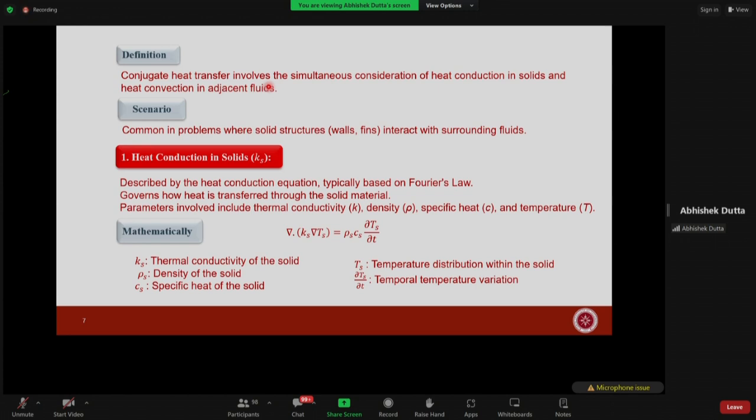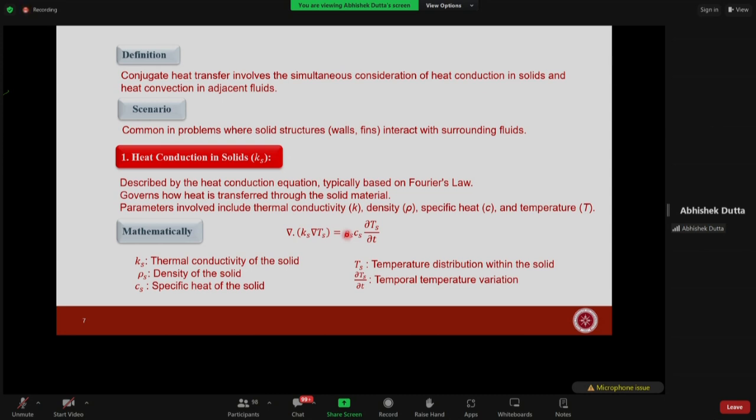For heat conduction in solids, as I said, it is a simultaneous consideration of heat conduction in solids and heat convection in adjacent fluids. Let's look first into the heat conduction in the solids. We already know by now the heat conduction equation that you have seen from the previous case, with Fourier's law. It governs how heat is transferred through the solid material.